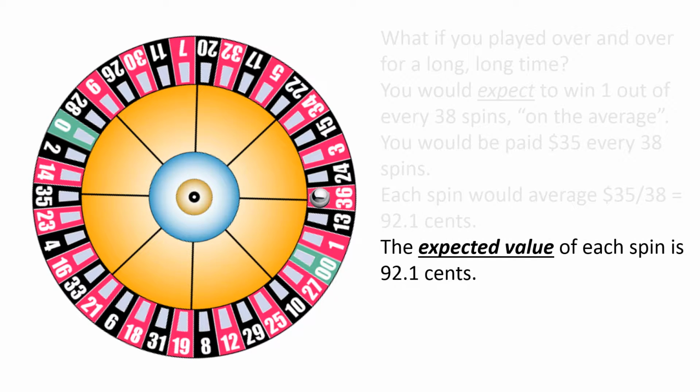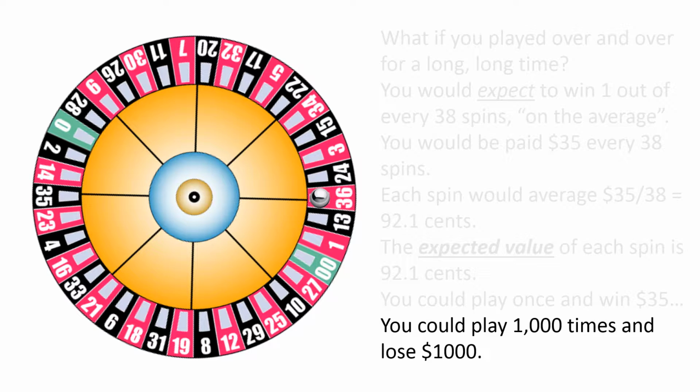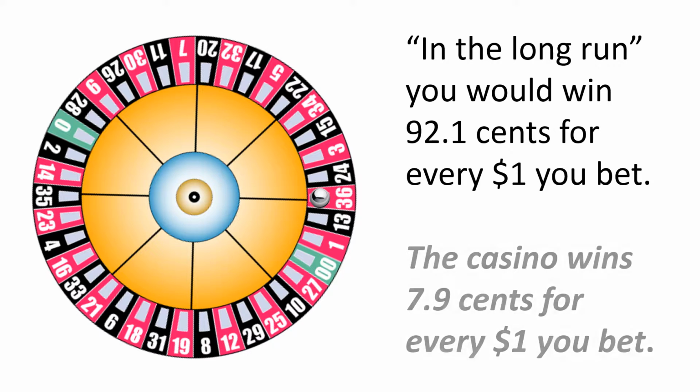This is what we call the expected value. In the long run, you would expect to win 92.1 cents for each $1 bet. Now, you could play once and win $35 right away, or you could play 1,000 times and lose all $1,000. But in the long run, you would win 92.1 cents for every dollar you bet. The casino, on the other hand, wins the other 7.9 cents of every dollar.